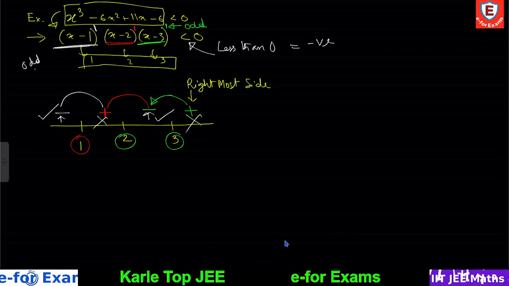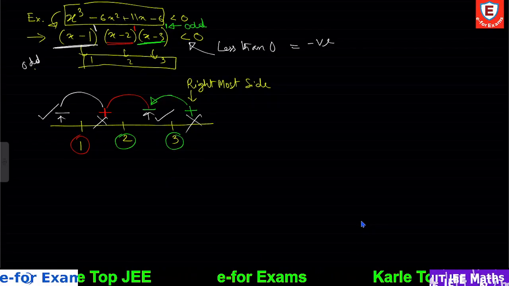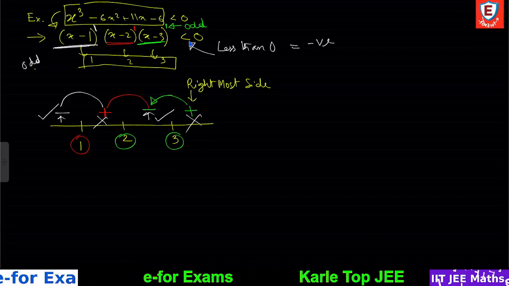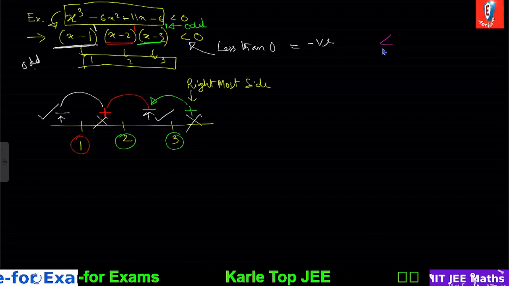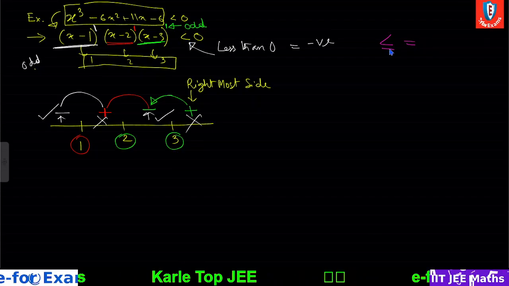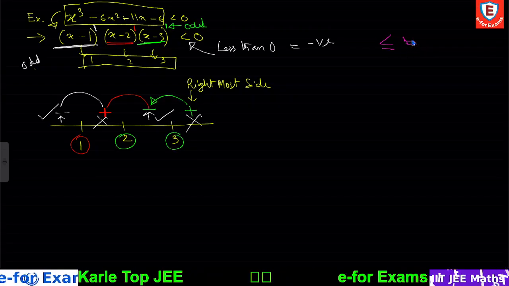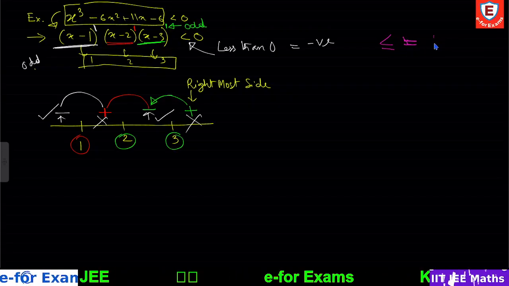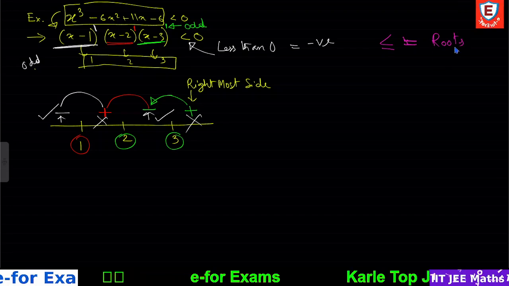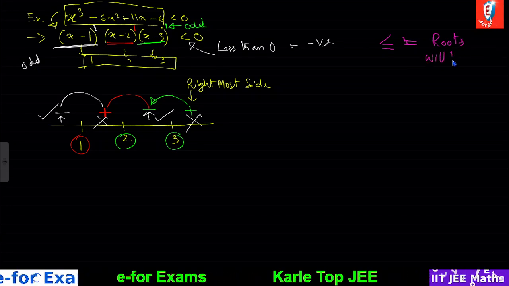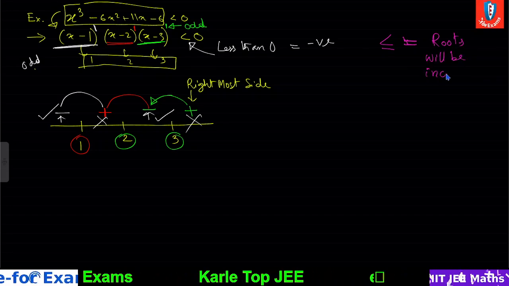How to plot? Let's see. Here it is strictly less than. This is not. This is equal to is there, right? So if equal to is there, roots will be included. Roots will be included.